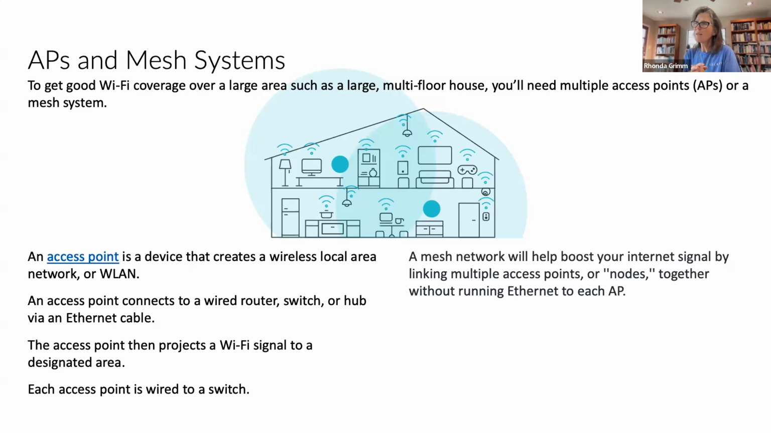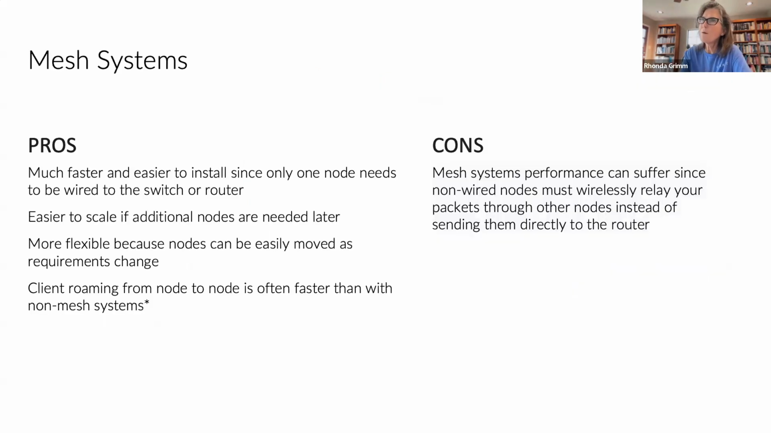With a mesh network, you only really have to plug one node into the switch, and then it broadcasts to the other nodes. It's very convenient, and it's easy to link multiple nodes together. But the pros of mesh systems are that they're easier to install and more flexible, but performance tends to suffer a little bit because your non-wired nodes are going over the air, and you're going to lose some performance.